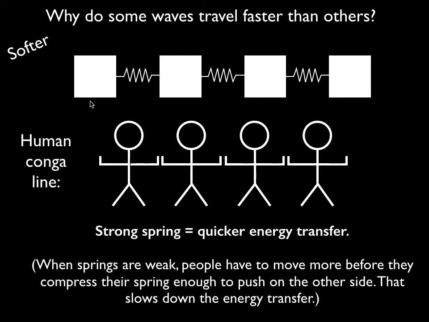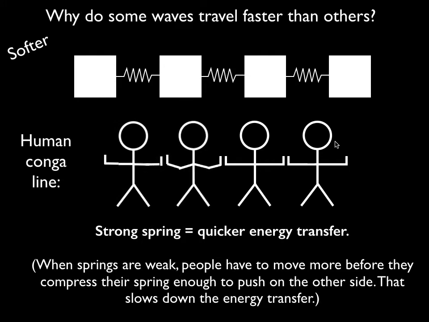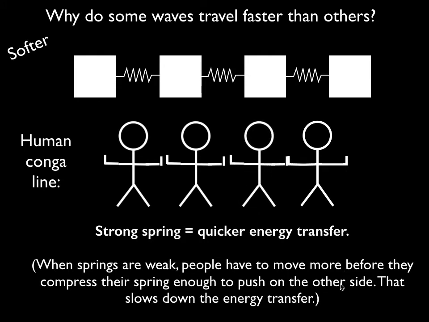Now, when I push over on this side here of my human conga line, I ask my students, instead of holding their arms rigid, to have kind of floppy arms when I push. So what happens is, as I push, I've taken some compression of my student's arm, and now, instead of having it instantly cause the whole right side to pop over, what we see is that it takes time, because the people have to move before they compress their springs enough to push on the other side, and that slows down the energy transfer.